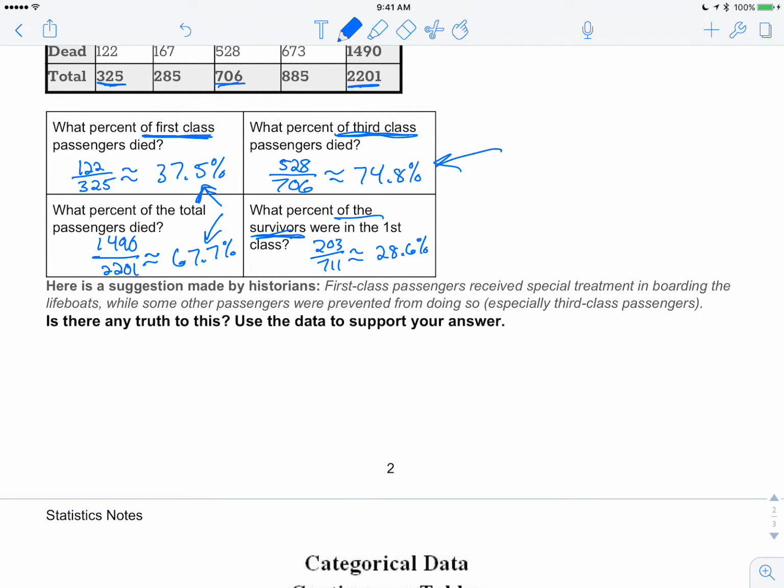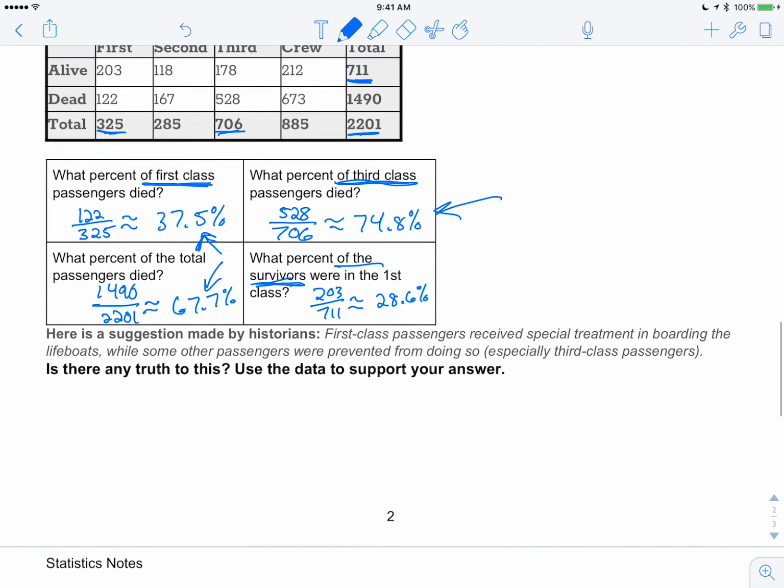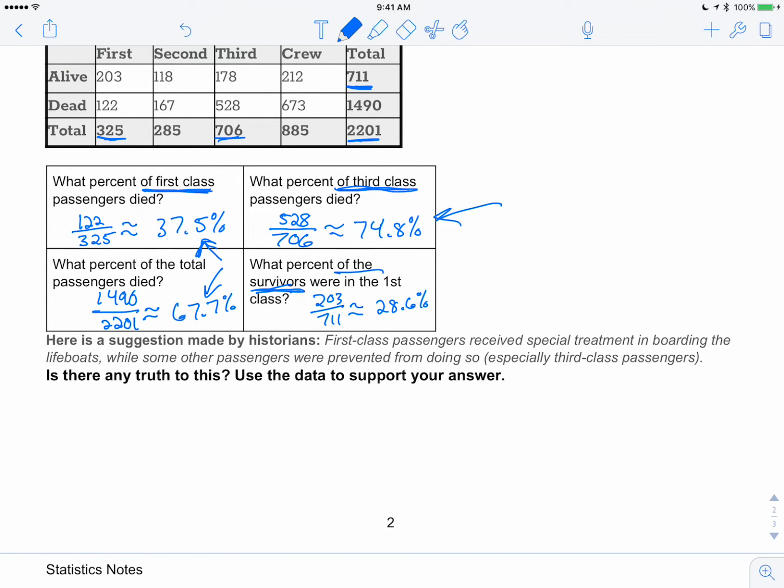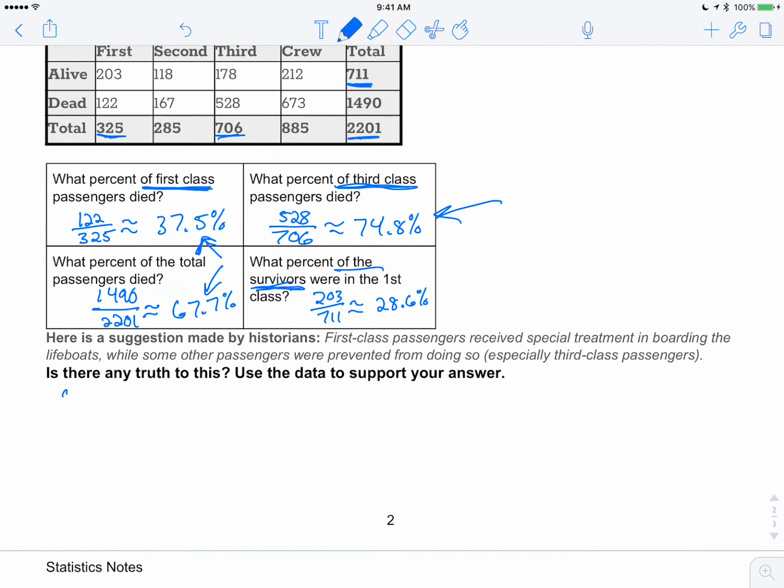So you can look at the data here and try and make an argument. What I would not try and do is use different information from, like, let's say, a fictional film to inform your answer. Let's only use the data here. So what you could do for the argument for this suggestion made by historians. First of all, the percent death rate is higher for third class than first class.